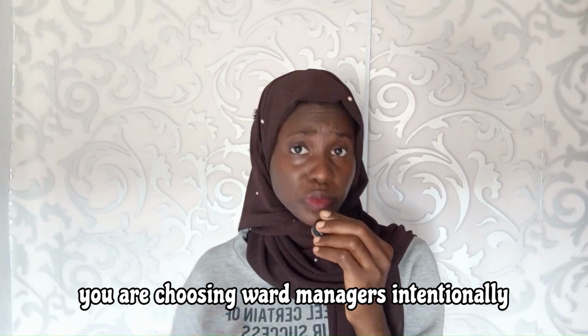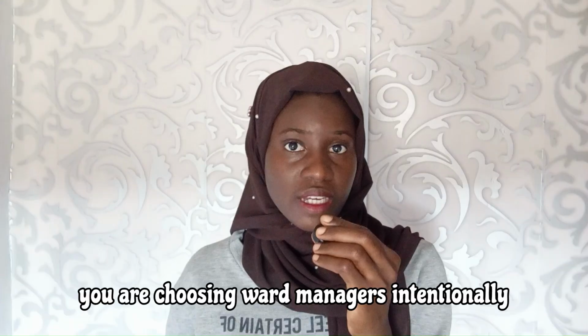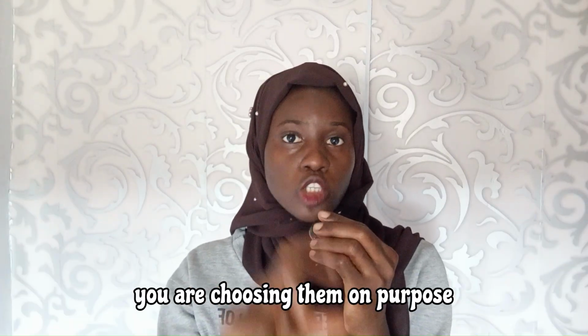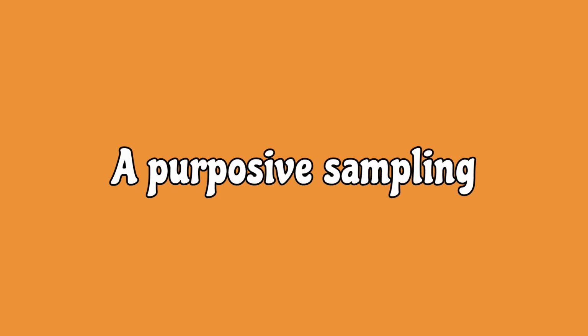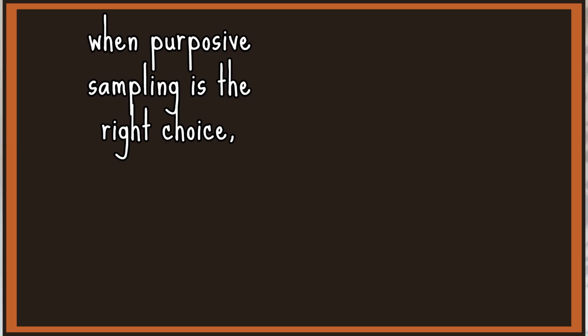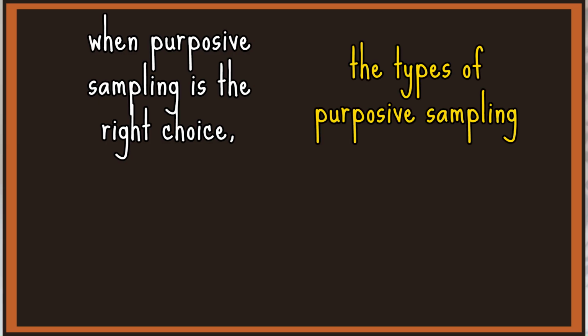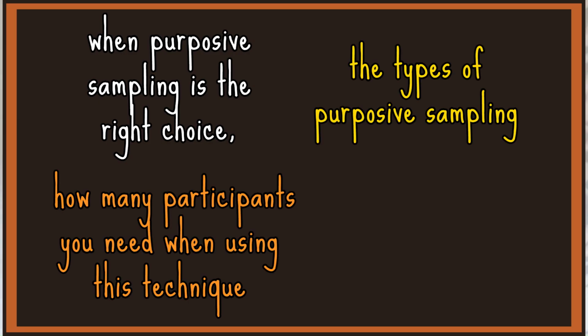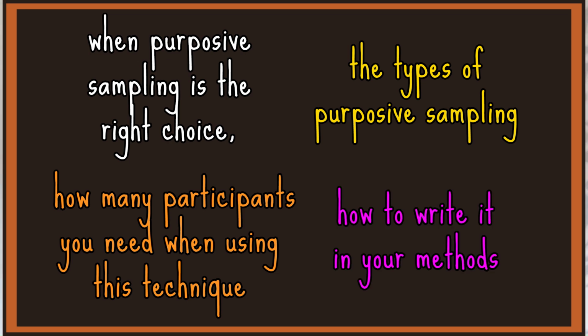Notice something. You are choosing ward managers intentionally. You are choosing them on purpose to participate in your study. That's why we call it purposive sampling. Now, for the rest of this video, we are going to talk about when purposive sampling is the right choice. We are also going to talk about its types, how many participants you need when using this kind of sampling technique, and how to write it in your methods.